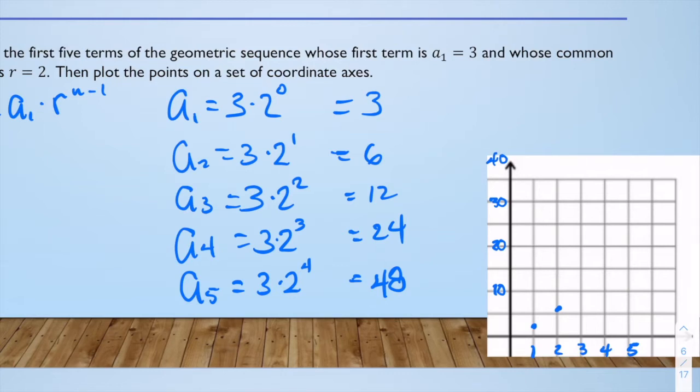When n is 3, a sub n is 12. That puts us about there. And when n is 4, we're at 24. So 24 is about right here now. And at 5, we're off the chart and up about there. So if I tried to graph that, it starts to look almost exponential.